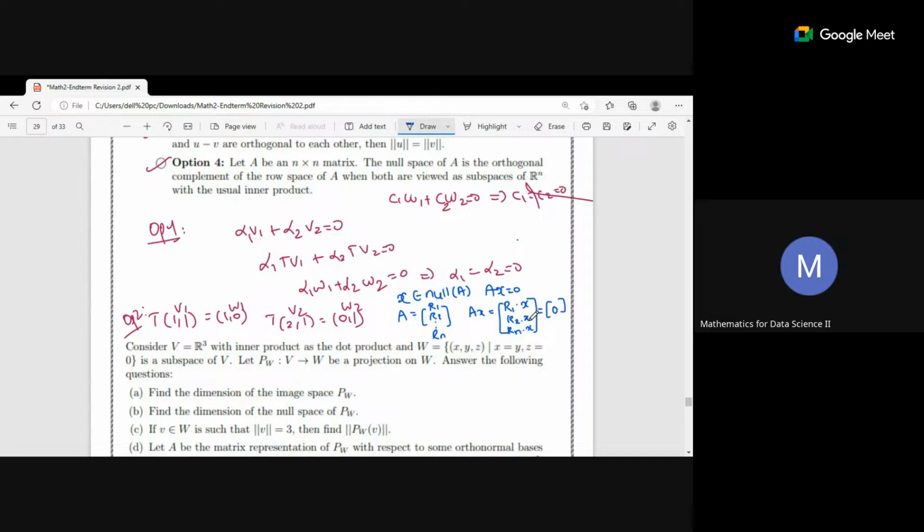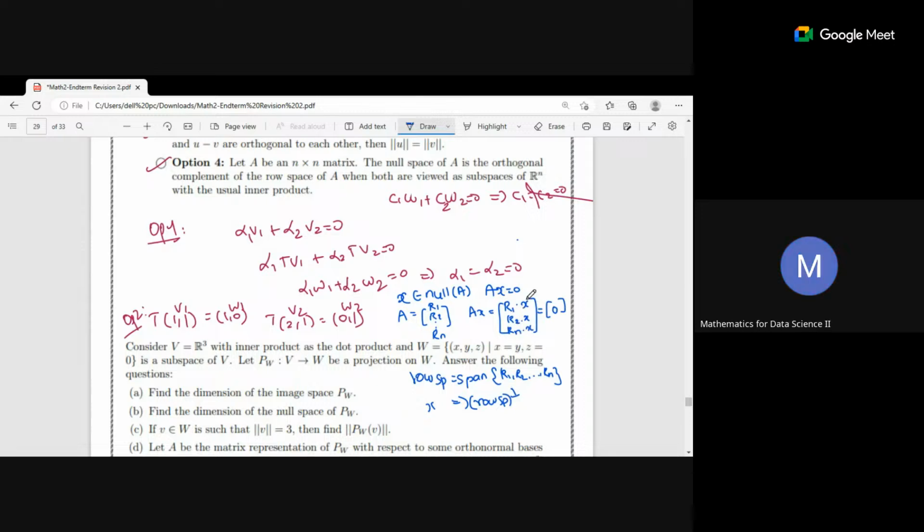Now it means what? What is your row space, by the way? Row space is the span of R1, R2, Rn, right? Now you see, x belongs to null space of A implies x belongs to the row space complement, right? Because it is orthogonal to each vector in the basis, so it is there in the orthogonal complement of row space. Do you agree?